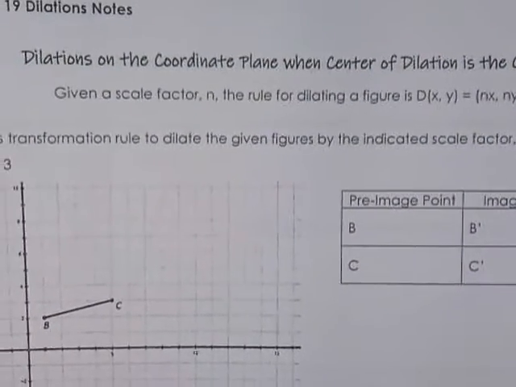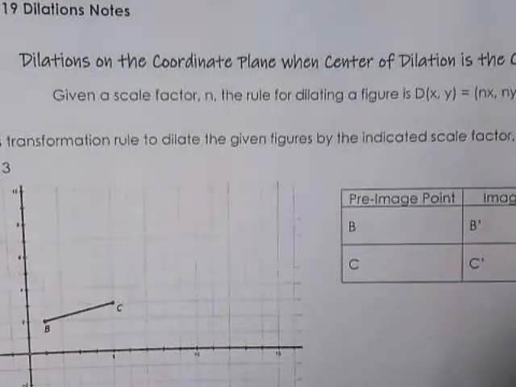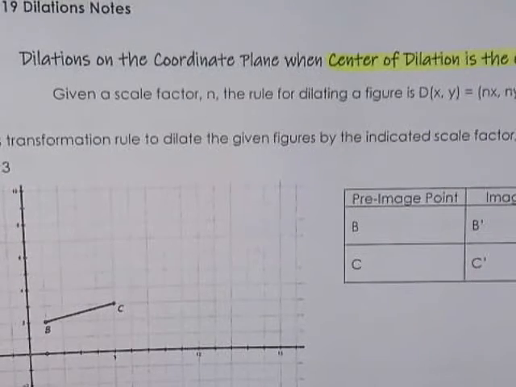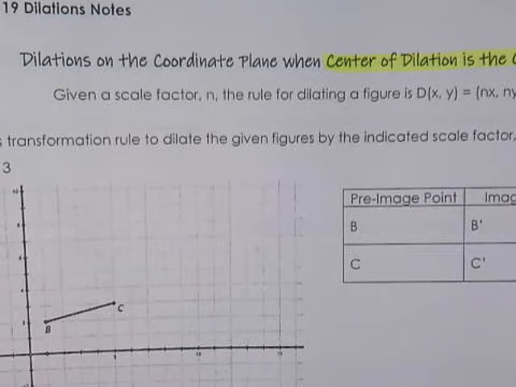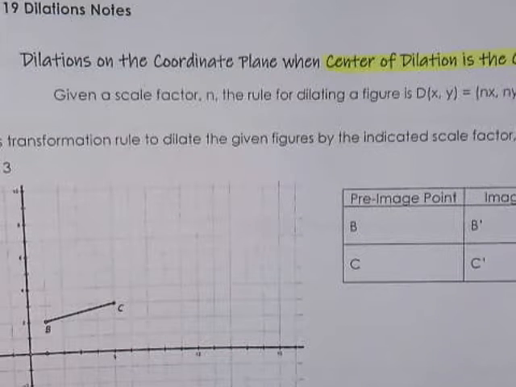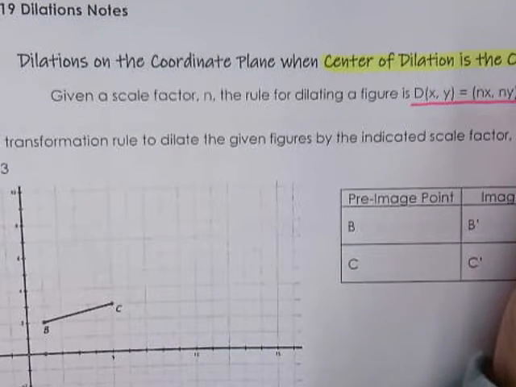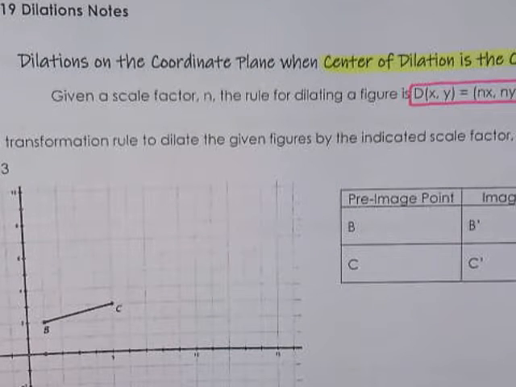All right, so dilations day 2, and today we're going to do dilations on the coordinate plane when the center of dilation is the origin. That means for all of these problems, our center of dilation is going to be at the point (0, 0). So we're going to be given a scale factor, n, and we're going to be able to find the dilation by only looking at the ordered pairs. Now, this only works when your center of dilation is the origin.